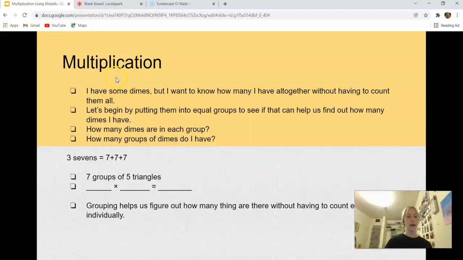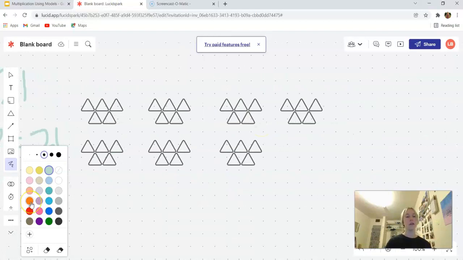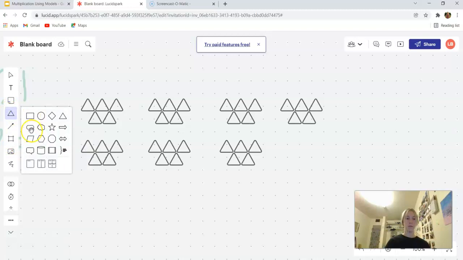Okay, now we can go to the next question. So this time I have a bunch of triangles. I want to find out again how many triangles I have. But in order to figure that out without adding or counting, I have already put them into groups. So I will draw some shapes around. I will put circles around each group.